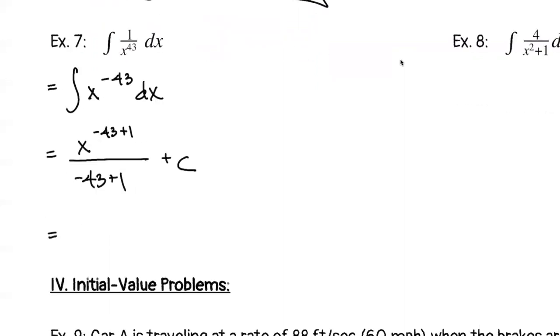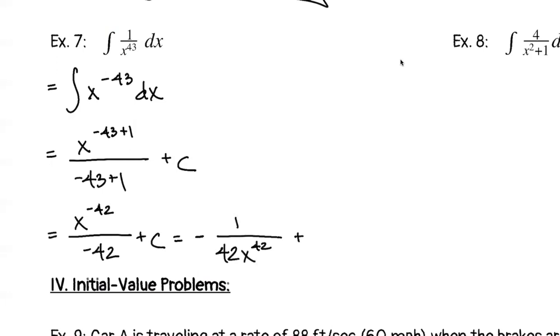We want to be really careful now because we've spent an entire 5 weeks taking negative numbers and subtracting 1. But now we want to add 1. So negative 43 plus 1 is negative 42. And on the bottom, I'll also have negative 42. Right? So this might be one version, but I encourage us to go with no negative exponents, and we'll get negative 1 over 42 x to the 42 plus c.